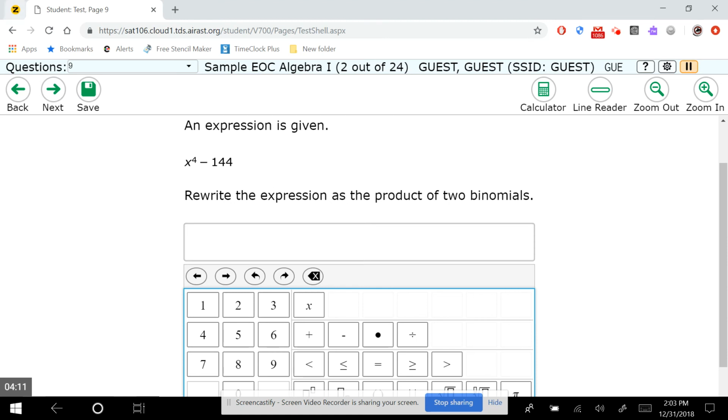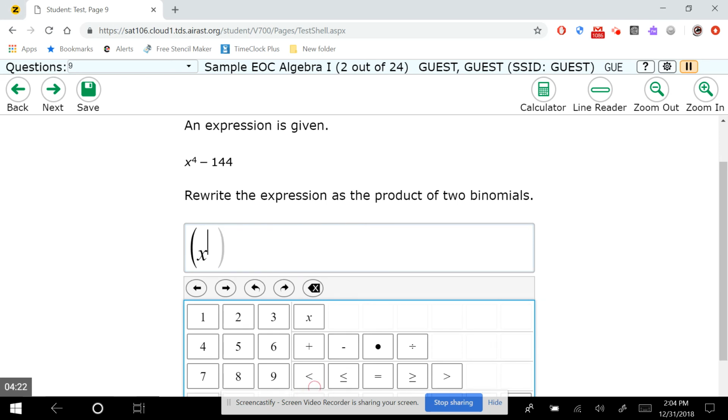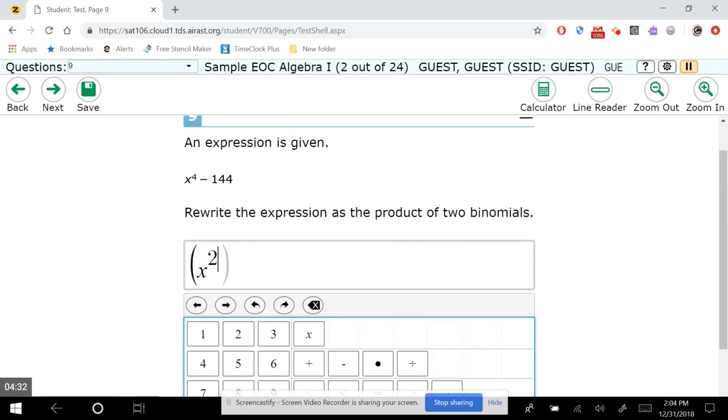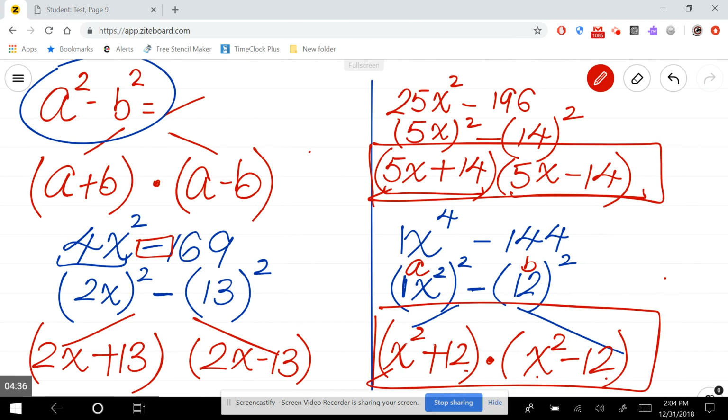I can just go ahead and start typing it in. As you can see, everything is provided to us. We can put the parentheses, x squared, and I can put the power. Then using the keyboard, I can bring the cursor down here and type in my answer as x squared plus 12 and x squared minus 12. So hopefully it made some sense.